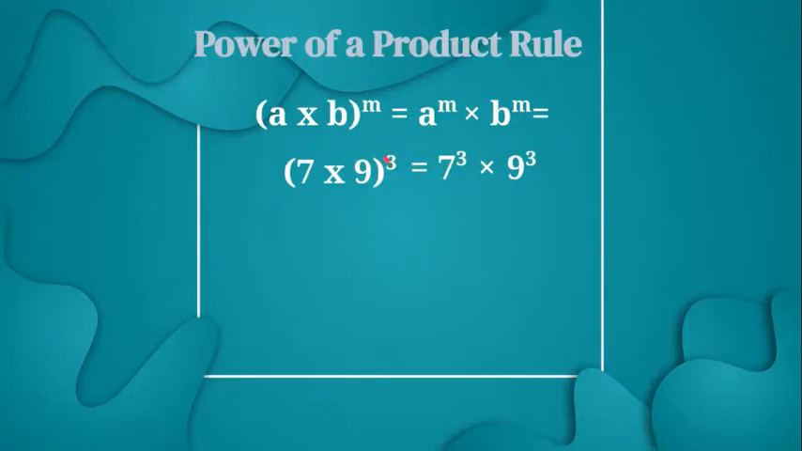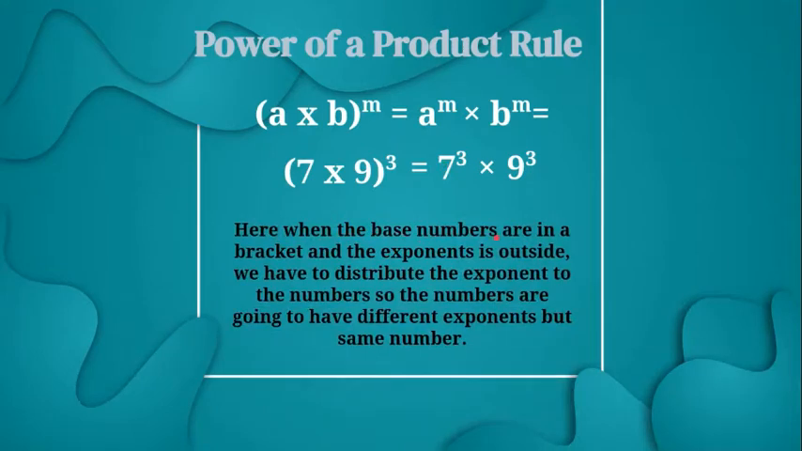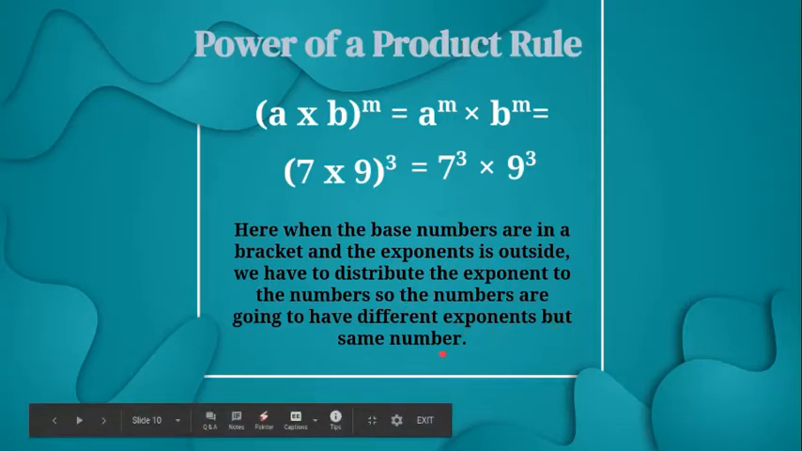You're going to distribute 3 to both numbers, which means you're just going to write the same number here, but you're going to add the same exponent. So 7 to the power of 3 times 9 to the power of 3. You just need to write the exponent on both of the numbers. Here, when the base numbers are in a bracket and the exponent is outside, we have to distribute the exponent to the numbers. So the numbers are going to have the same exponents but different bases.